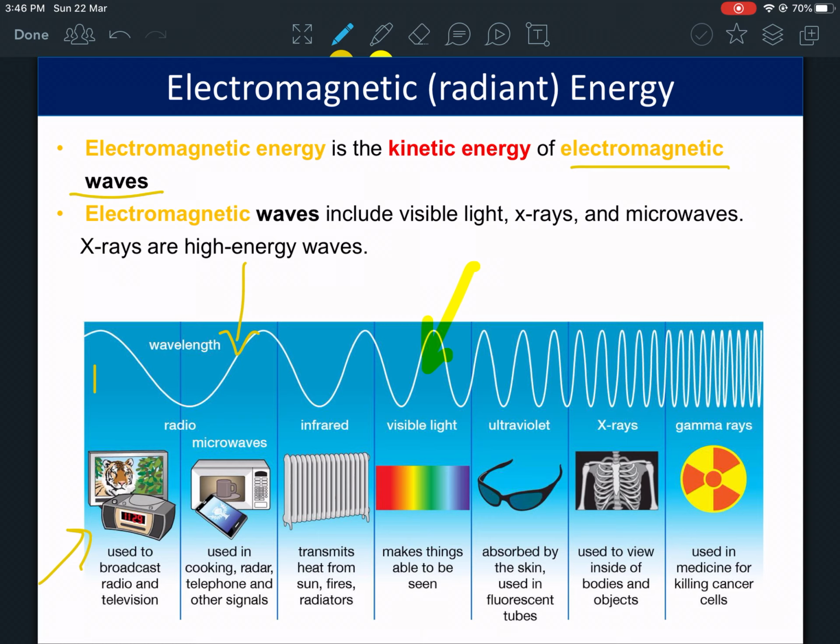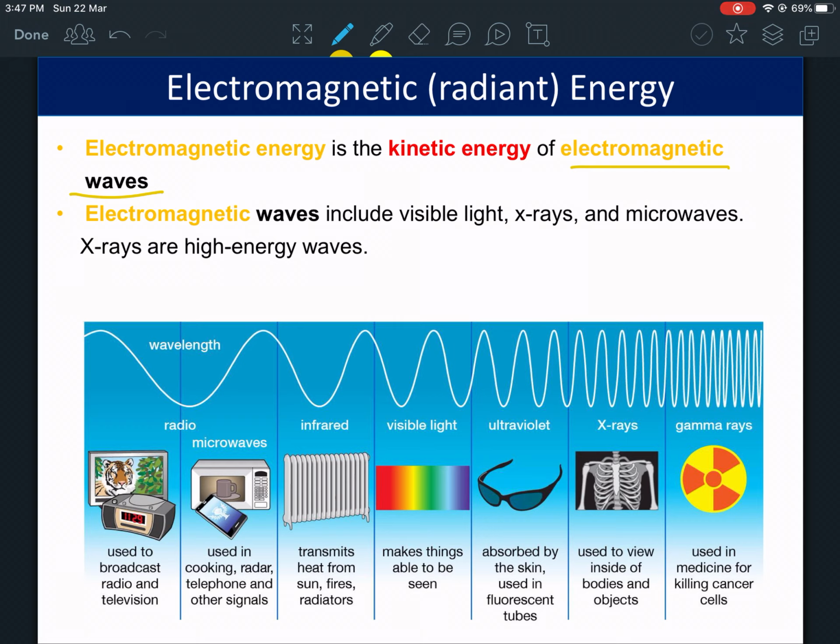Okay, but you cannot see them. Infrared for heating, ultraviolet, X-rays that help doctors, gamma rays, they help kill cancer cells. So these are all kinds of rays that are certain wavelengths of the electromagnetic spectrum. Now all you need to know is that electromagnetic energy is the kinetic energy of electromagnetic waves.